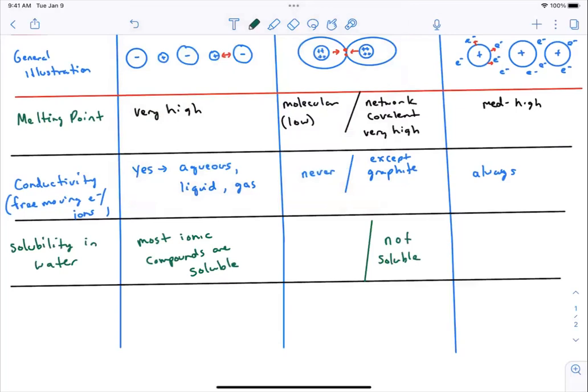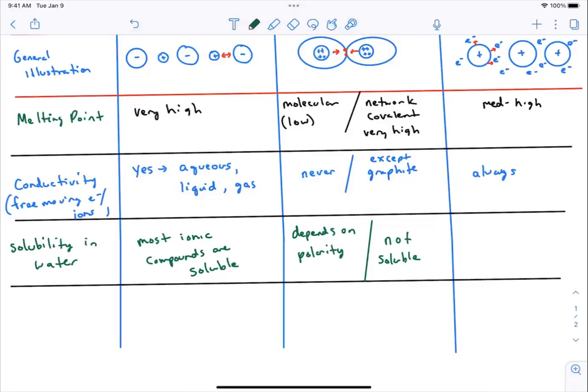Those network covalents are not soluble, and here it depends on polarity. Because remember, likes dissolve likes. So similar molecular polarities dissolve similar molecular polarities. So if the molecule you're putting in water is polar, water will dissolve it or mix with it. If the molecule is nonpolar, it's not going to interact, and the nonpolar molecules are going to stay together, and the water molecules are going to stay together. That's why oil and water separate, because oil would rather be attracted to itself than the water that it's in.